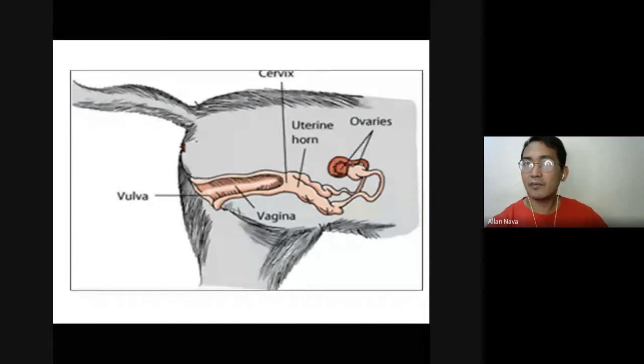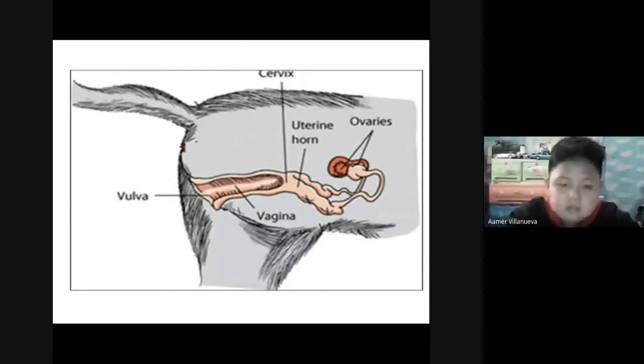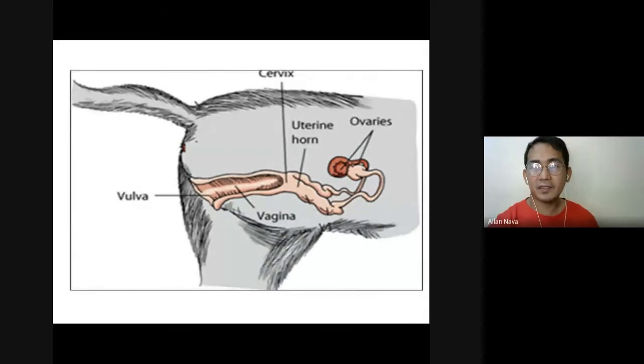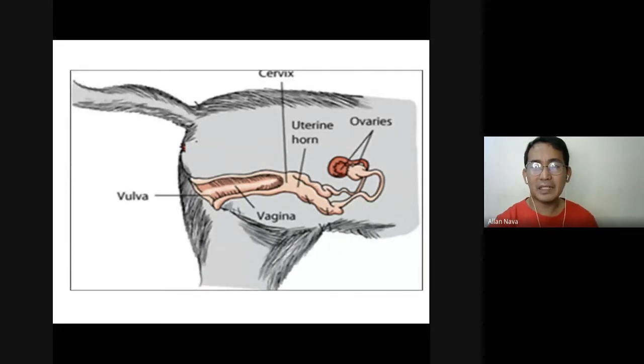But why do you think humans usually give birth to only one offspring, or two if they are twins, but dogs can have nine or more, maybe three or four? Why do you think dogs can reproduce more in numbers compared to humans? Yes, Amer? Because female dogs' uterus is bigger than humans' and can hold more. Yes, very good. At least you are trying to give answers on why these dogs can give birth to more than three offspring.